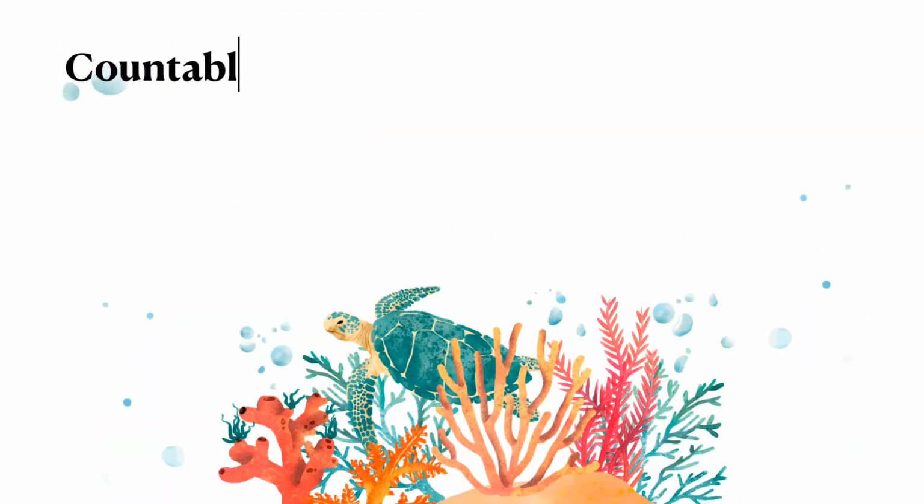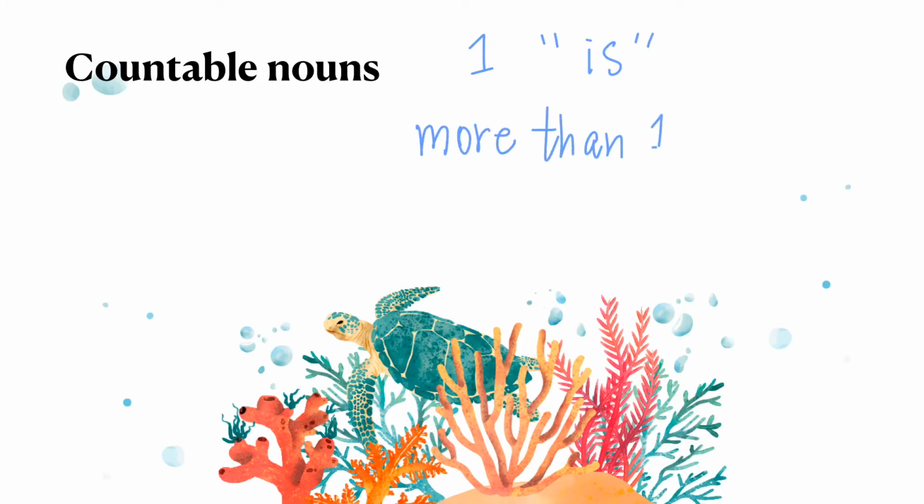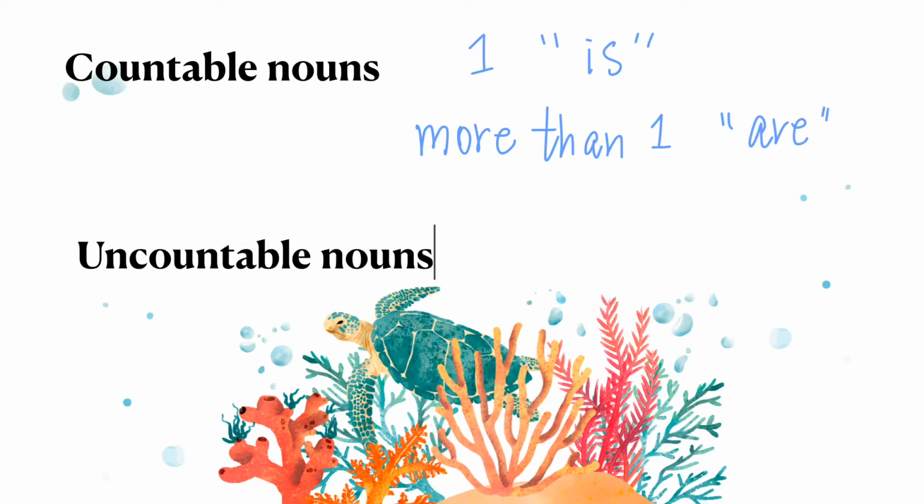To sum up, for countable nouns, we can use is if there is only one, and are if there are more than one. For uncountable nouns, since there are no plural forms, we can use is only.